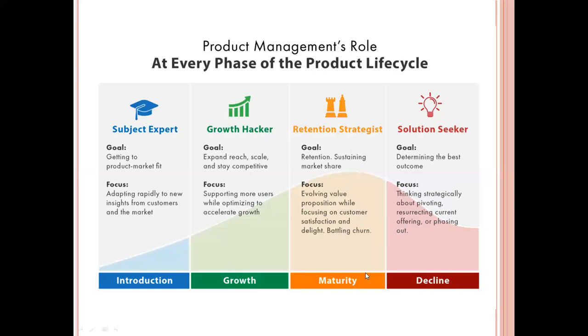So mainly for this maturity stage, your main goal is retention, sustaining market share, and your focus is to evolve your value proposition, while you also have to focus on customer satisfaction and delight.